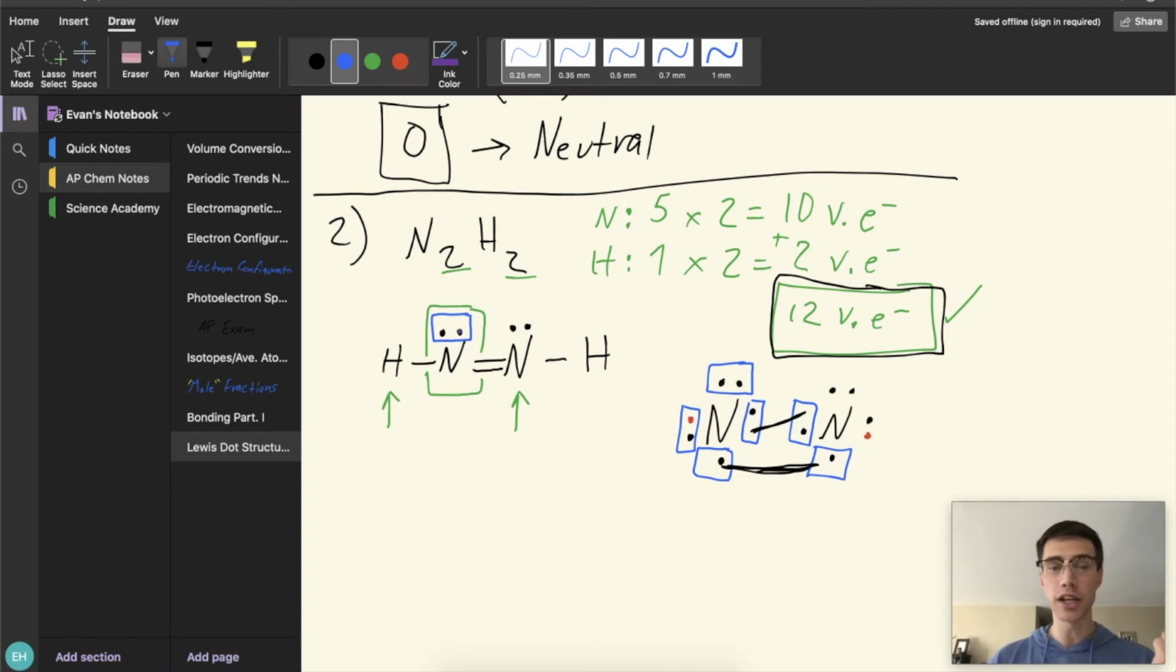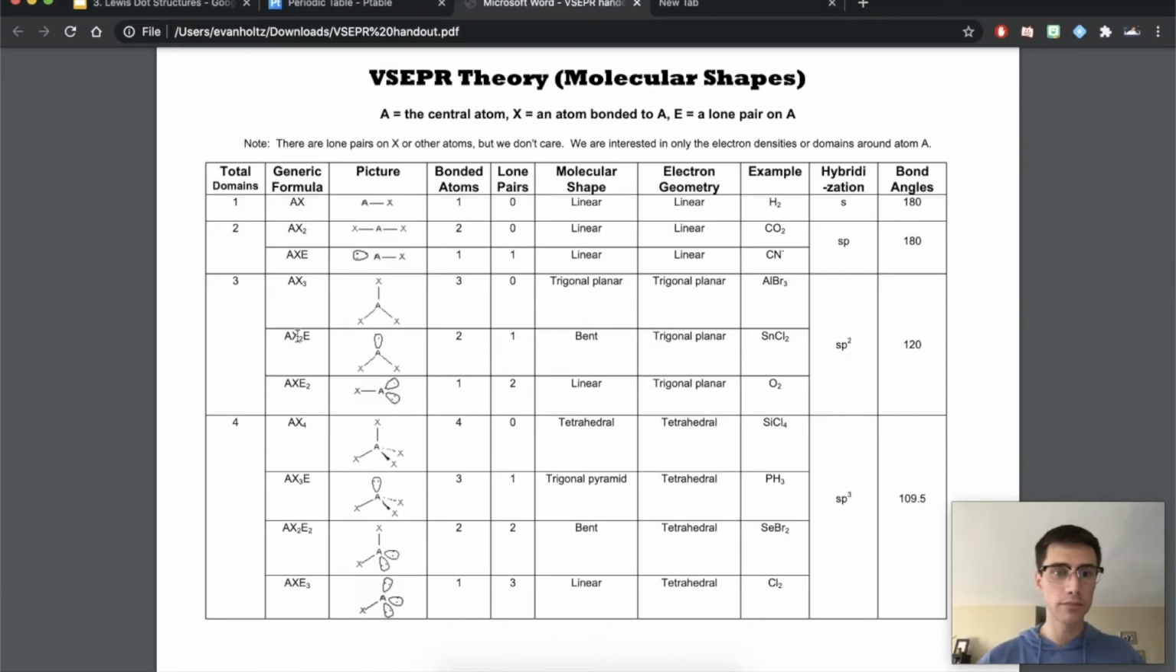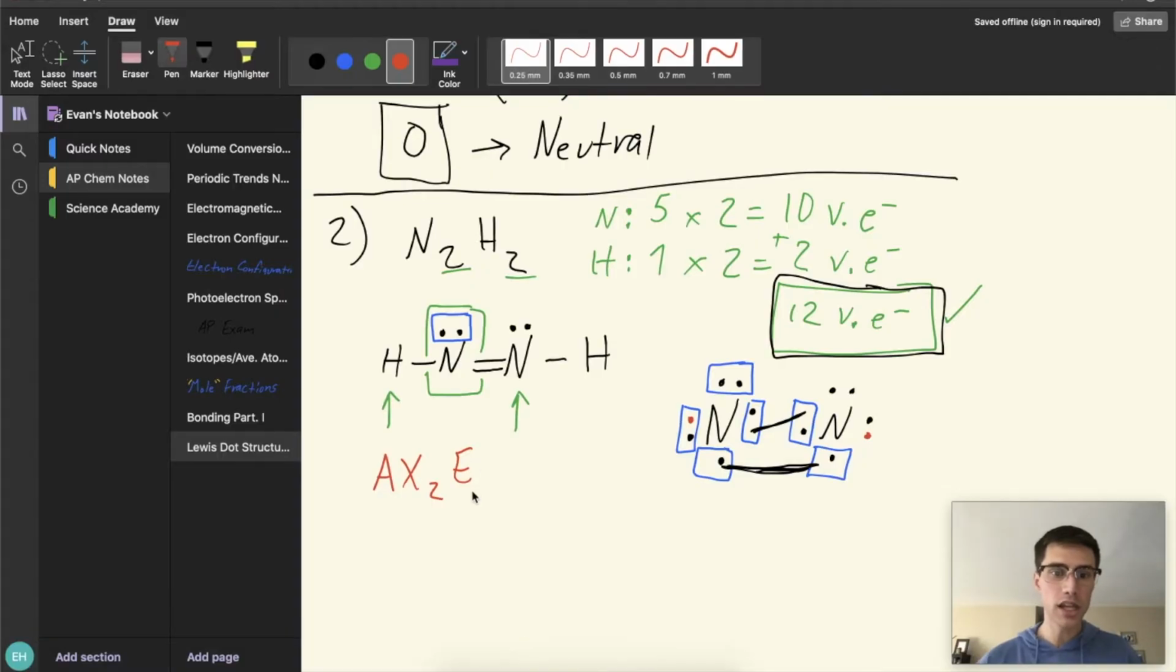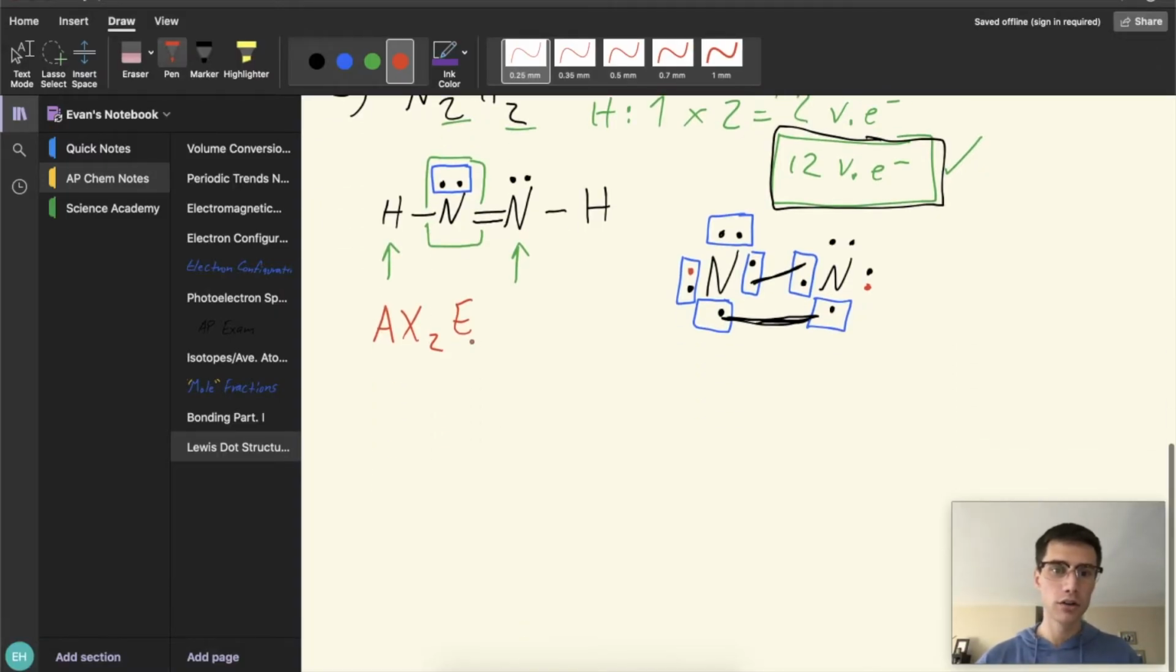Now, these are a little bit different in terms of how we categorize them because they're not covalent bonds, they're a lone pair. But in this case, we have nitrogen with 2 atoms bonded to it and 1 lone pair. So we would count this as what we call AX2E. And we find that right here, AX2E, because we're bonded to 2 things and we have 1 lone pair. So the E right here refers to lone pairs.